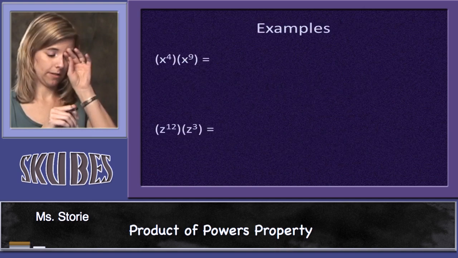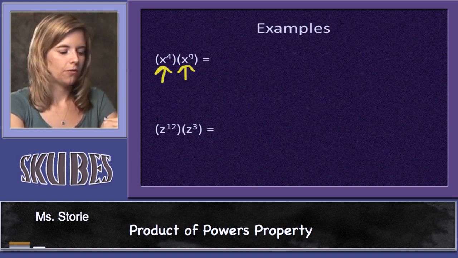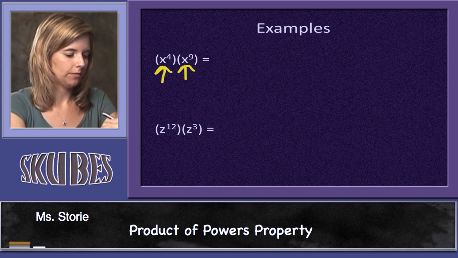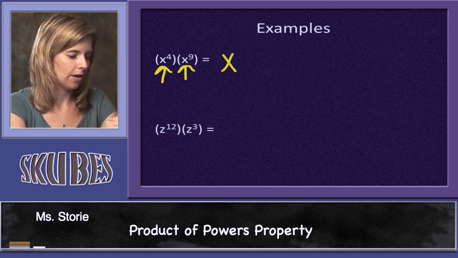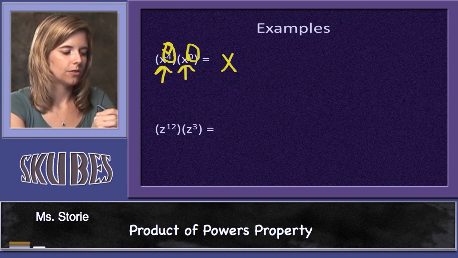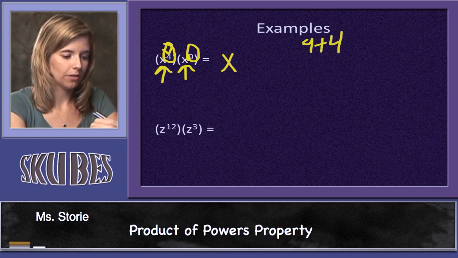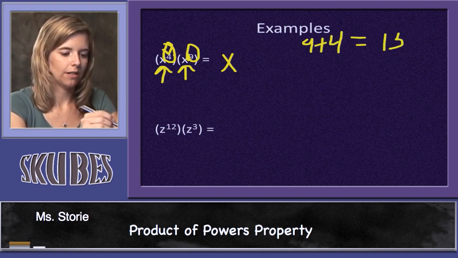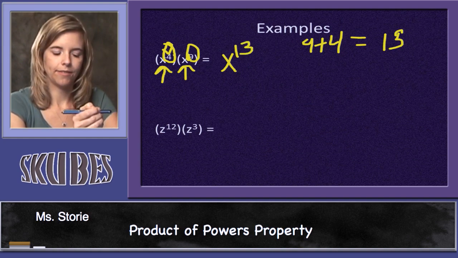So let's try a few ourselves. If we have coefficients of 1 on both of them, 1 times 1 is 1. So you have 1x. But again, we don't write the 1. It's just assumed to be there. And then we're going to add these exponents right here. So we're just adding 9 plus 4. So if we add 9 plus 4, we should get 13. So what you're going to have as your final answer is x to the 13th.